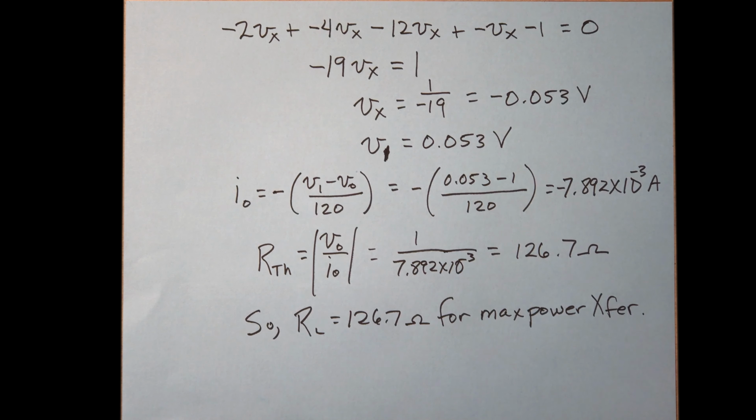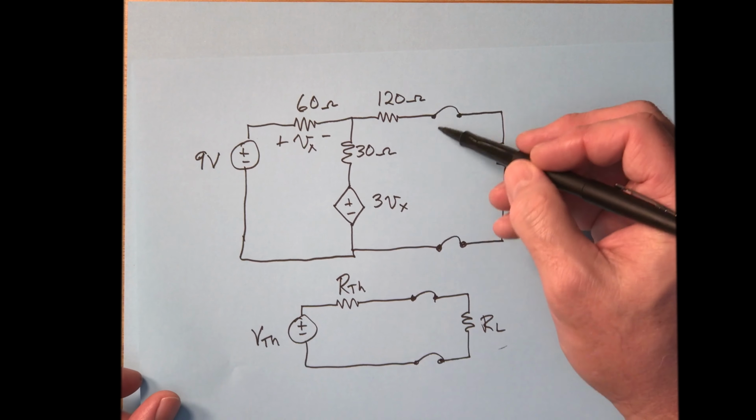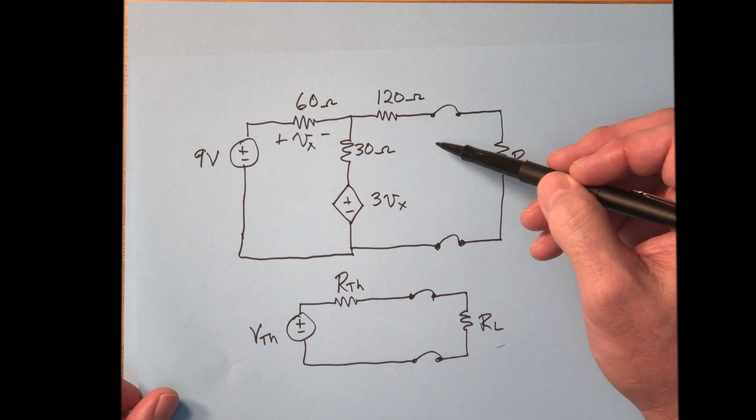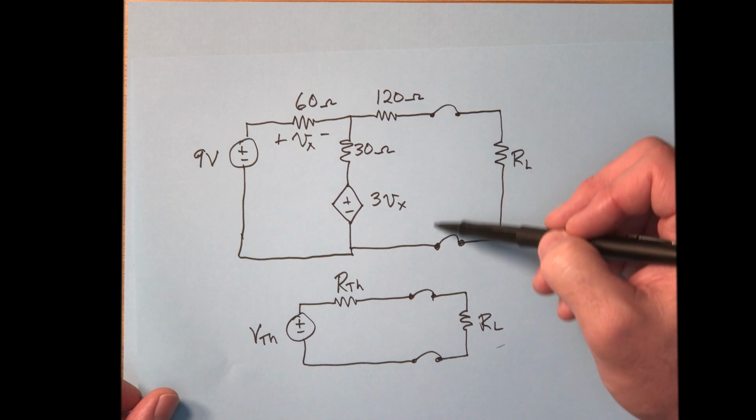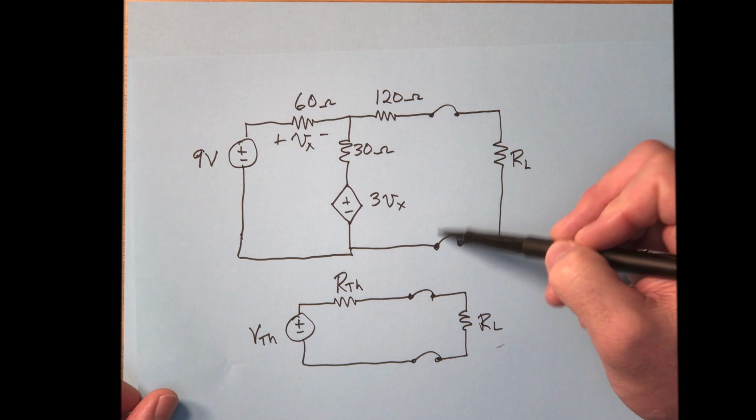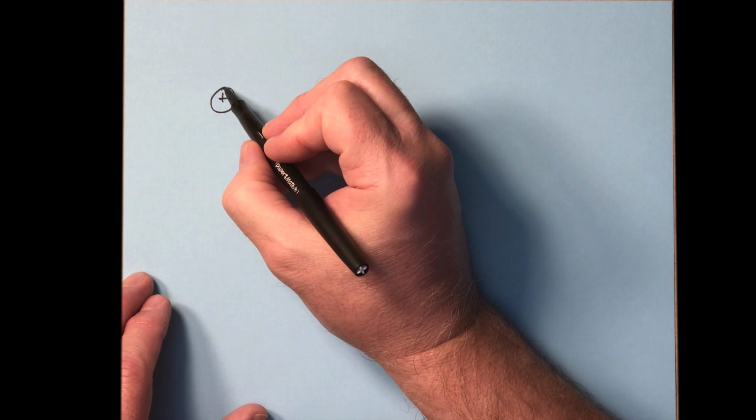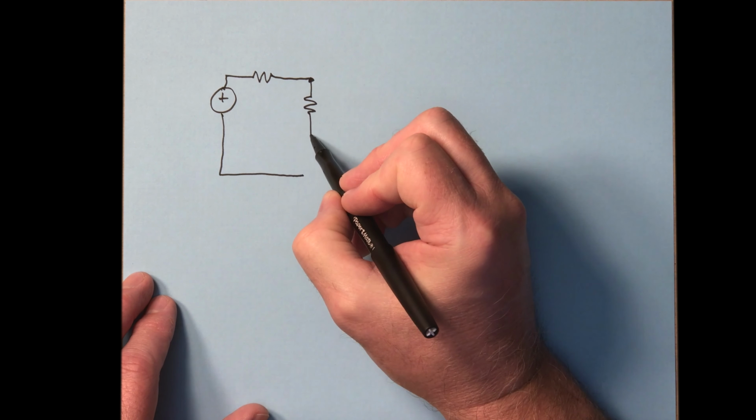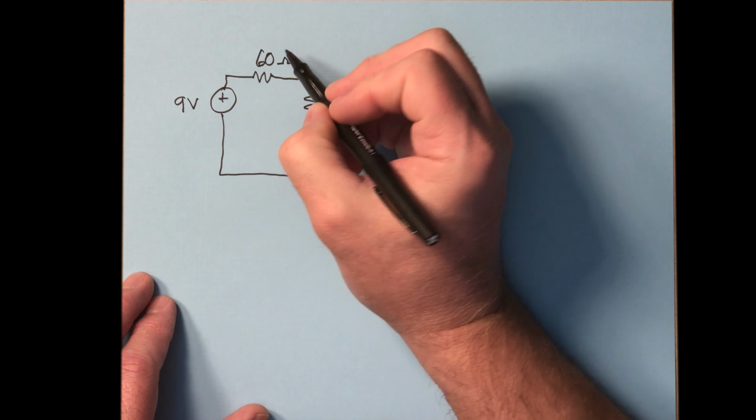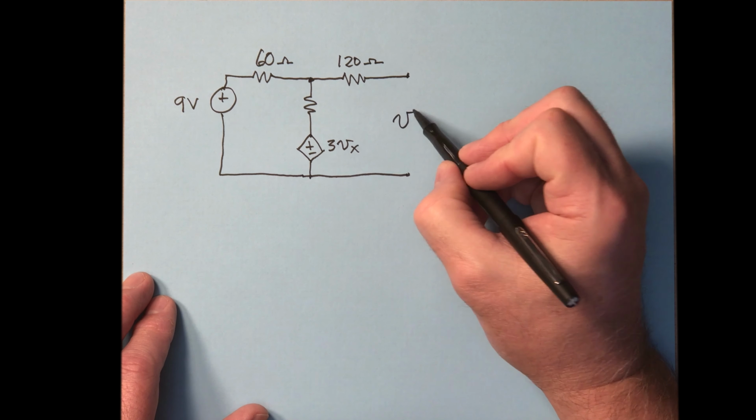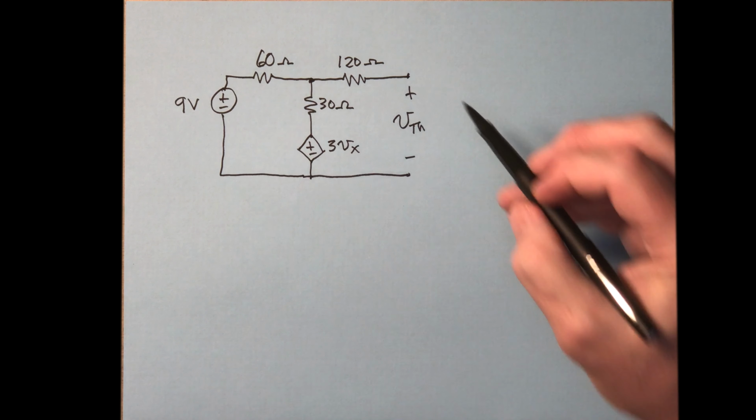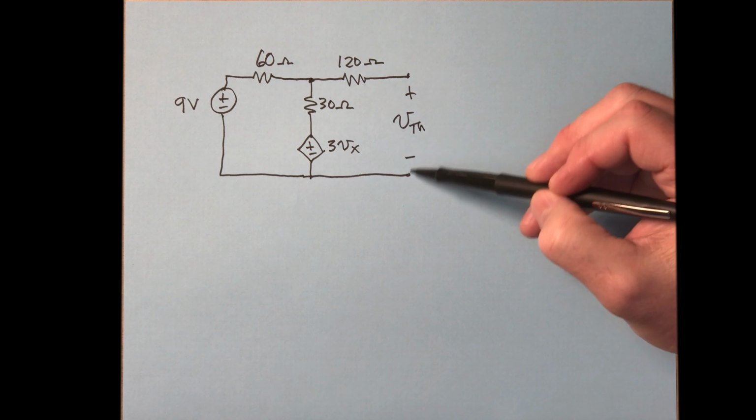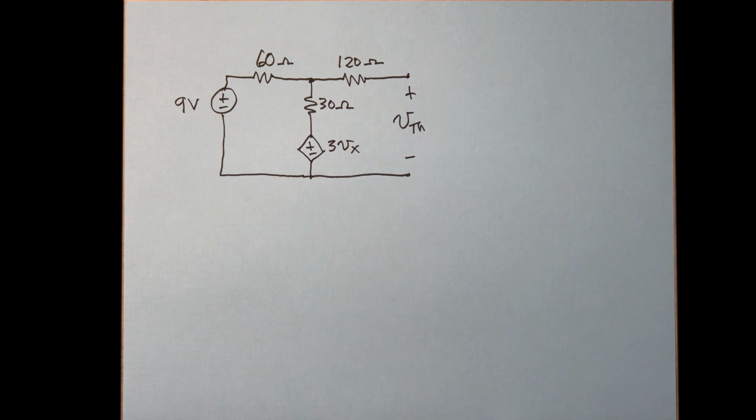All right, now let's find VTH so that we can compute what the maximum power will be when we let the load equal this. All right, well, we go back to the original circuit here and use the open circuit condition. What we really want to know is what is the voltage across the two terminals without the load. So this is the circuit we want. All right, so here's what we've got. We want to know what the voltage is across the terminals here so that we can compute the max power.